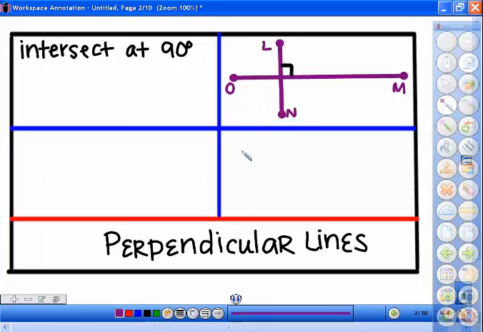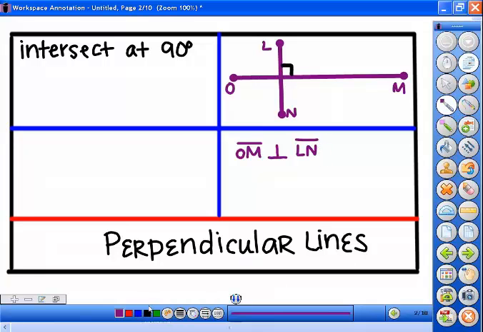So you could write that segment OM is perpendicular to, and this is the symbol for perpendicular, it's an upside down capital T. Hopefully that's easy to remember because you can see it's a 90-degree angle created here. So segment OM is perpendicular to segment LN. That's exactly how you would write it.